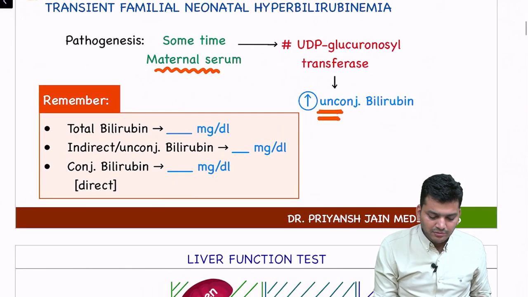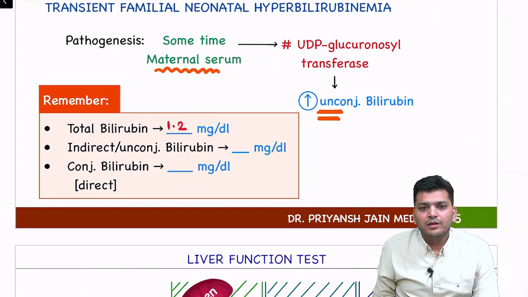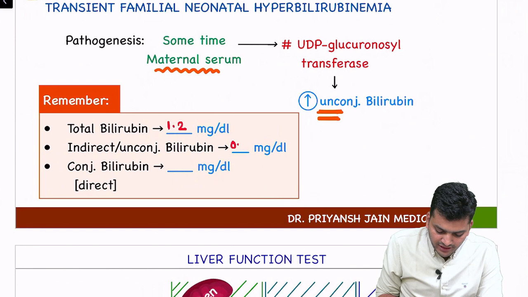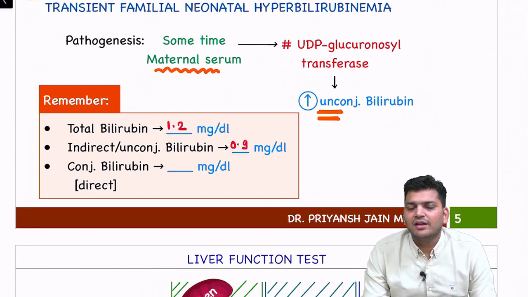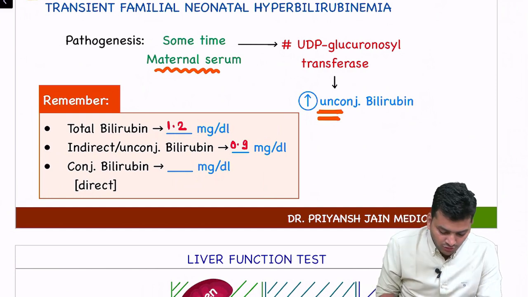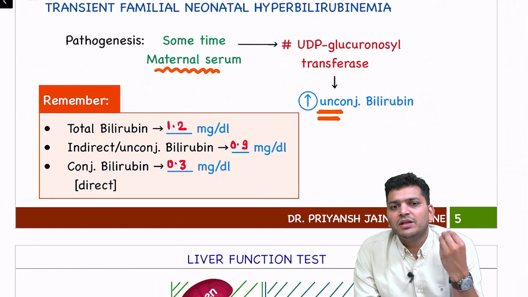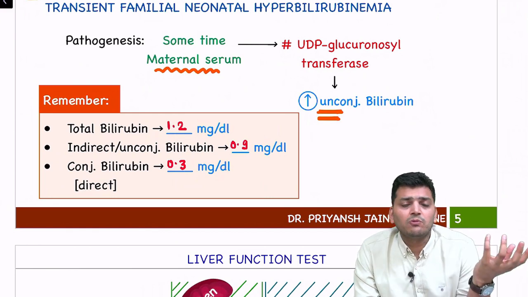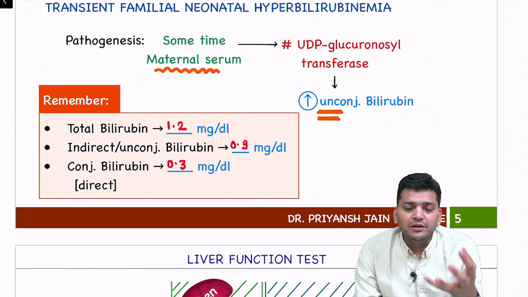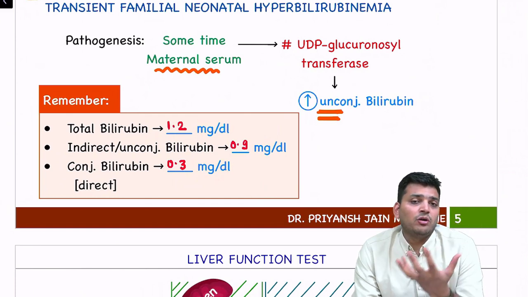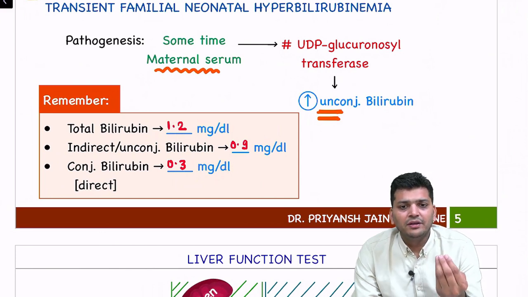What is the normal total bilirubin? Normally, the total bilirubin is up to 1.2 milligram per deciliter. Out of that, 0.9 milligram per deciliter will be unconjugated. So mostly the bilirubin we have is water insoluble. The water soluble bilirubin will be less. The reason is very simple: if the thing is already water soluble, it will be thrown out of the body. So less water soluble bilirubin will be present in the blood, because it can be easily thrown out. The only thing you are going to get more of in the blood is the water insoluble bilirubin, right?